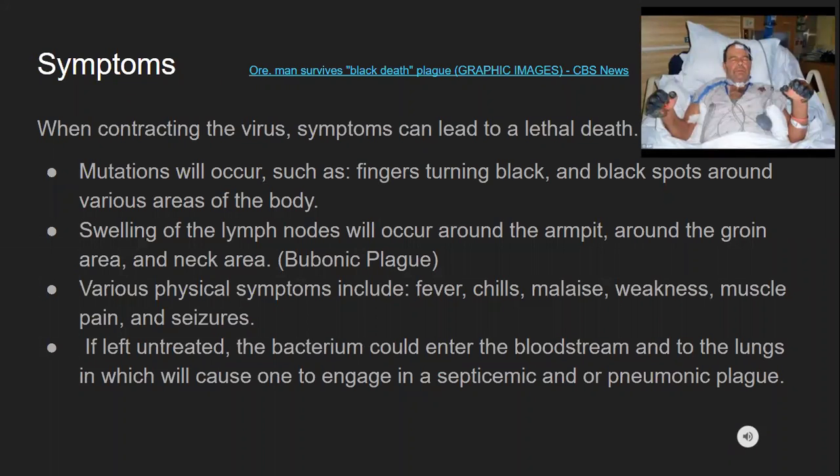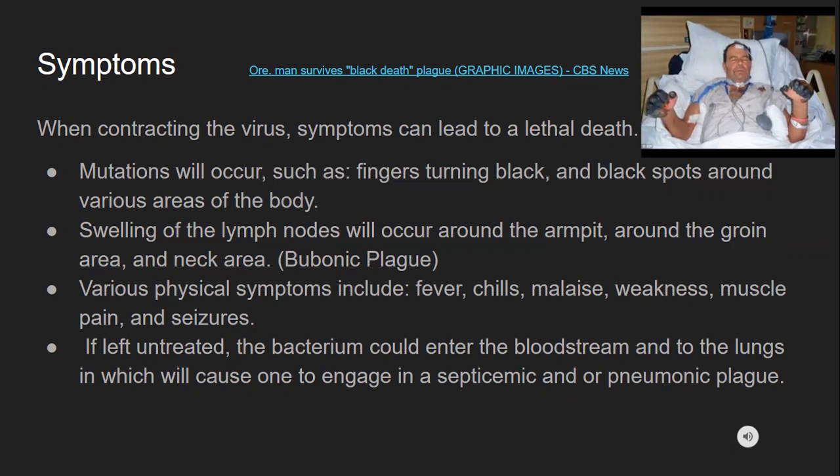So first, we'll be talking about the symptoms of the Black Death. When contracting the virus, symptoms can lead to a painful, lethal death. Mutations will occur such as fingers turning black and black spots around various areas of the body, as shown above in the picture with the man in the hospital bed.